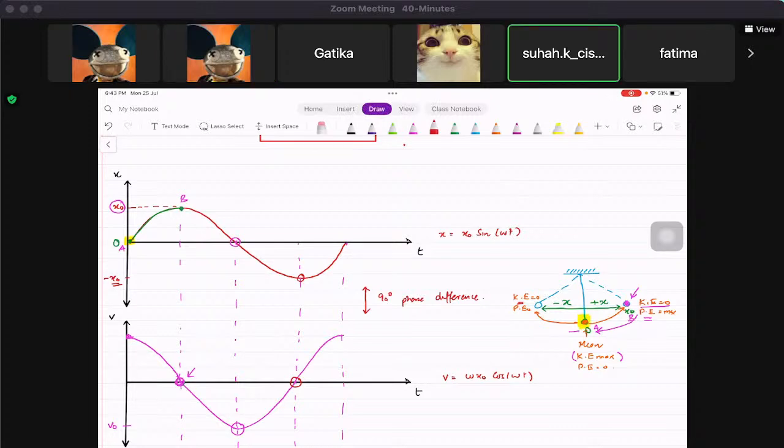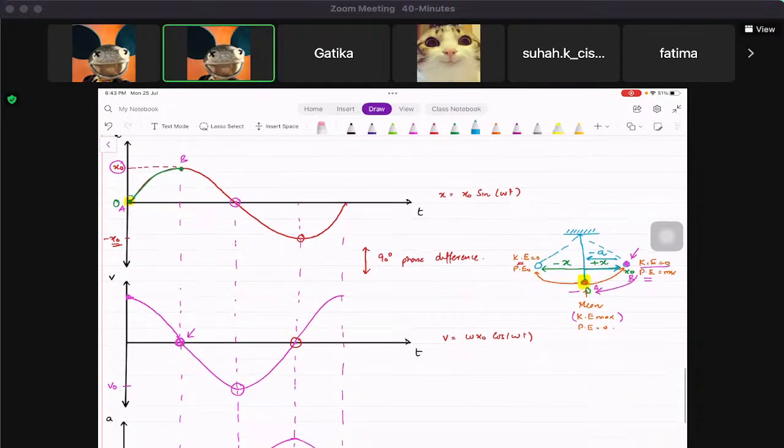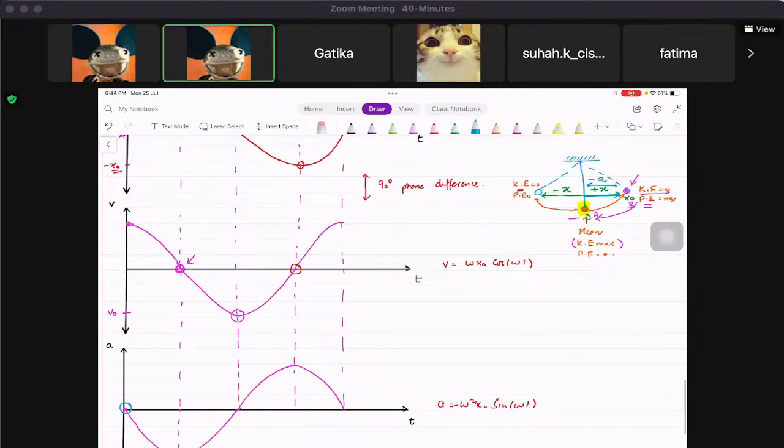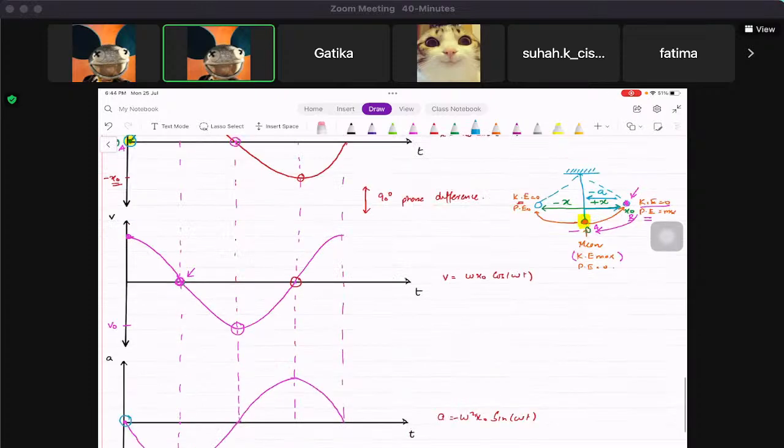Now check out the acceleration. When the displacement is positive, the acceleration will act towards the mean position, in the negative direction. So when displacement was zero, acceleration was also zero. When the displacement was positive and maximum, the acceleration was negative and maximum. Do you understand this?